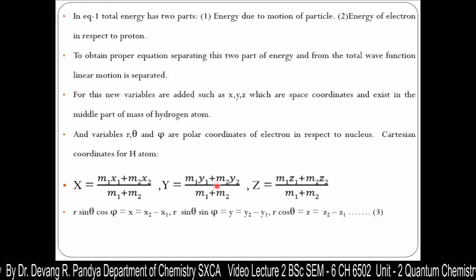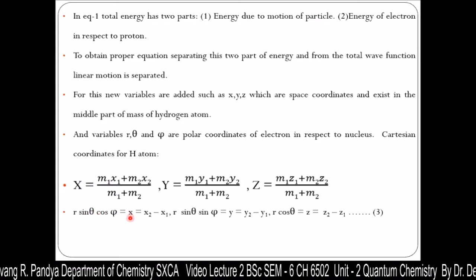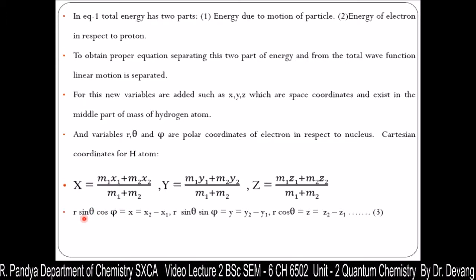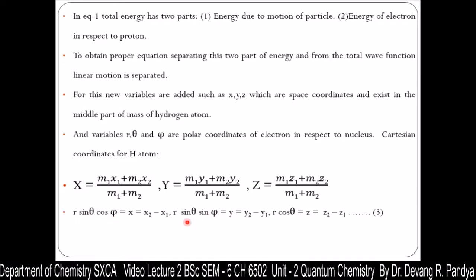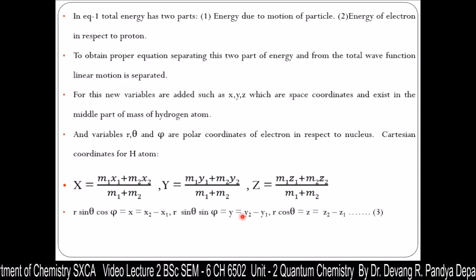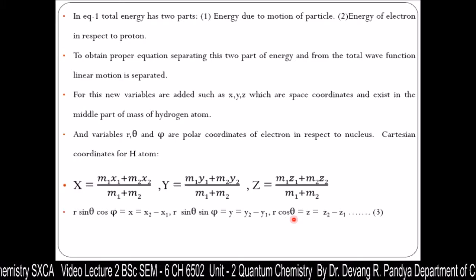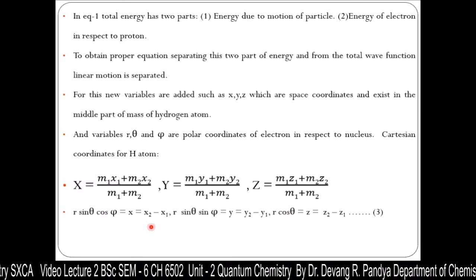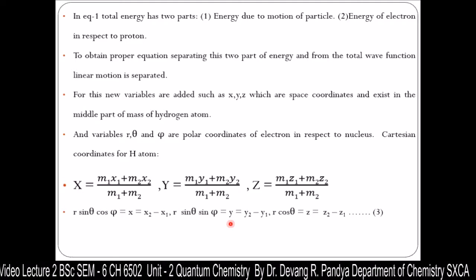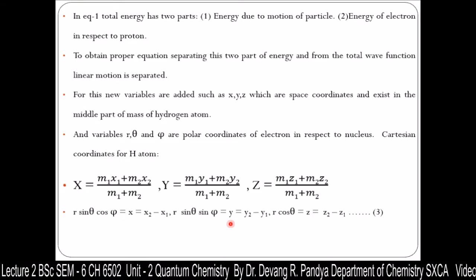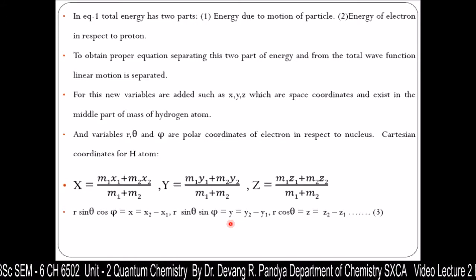Now this x, y and z can be replaced by these polar coordinates, as x can be taken as r sine theta cos phi, which I have already mentioned earlier. Y can be represented as r sine theta sine phi, and z can be represented as r cos theta. So when you substitute these values of x, y and z into the Schrodinger equation, you can get another Schrodinger equation based on polar coordinates instead of Cartesian coordinates.